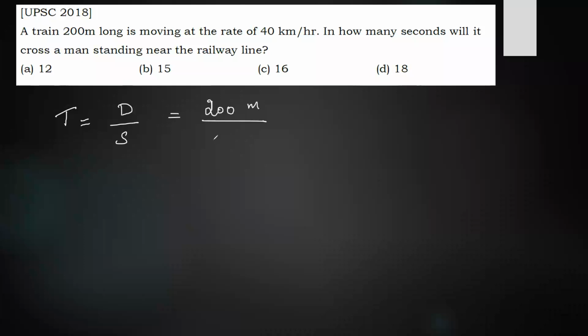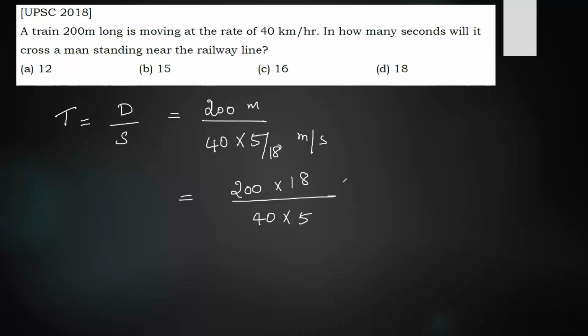A train 200 meter long, speed 40 km per hour. In how many seconds does it cross a man? Time is distance by speed. We write only the train distance, 200 meter. Your speed is 40 km per hour, so convert it into meter per second. So 200 into 18 by 40 into 5. You will get 200 by 200 of the 20, so finally 18 seconds. Time is 18 seconds. Good.